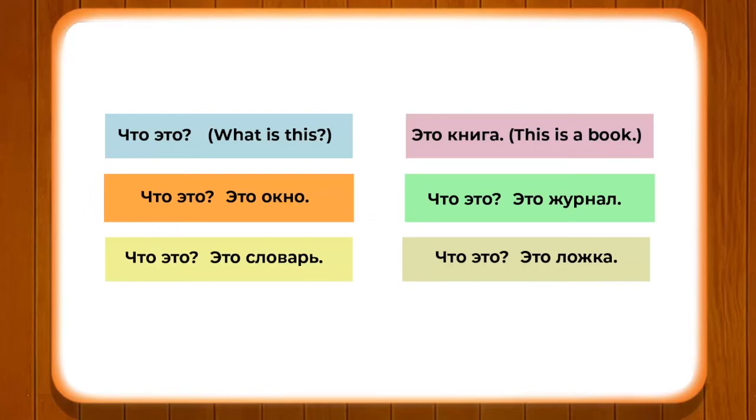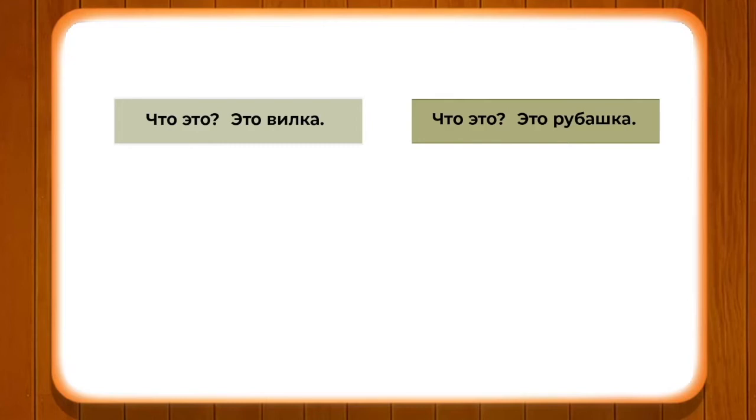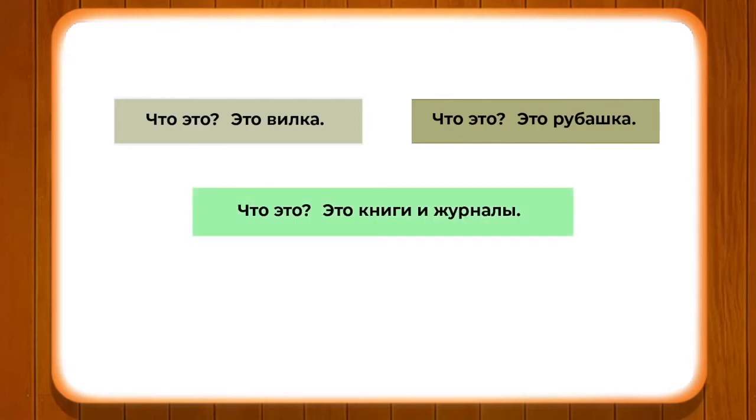Okay, now let's go ahead to the next part. Here we will make a few more questions with the help of что. Что это? Это вилка. Что это? Это рубашка. Что это? Это книги и журналы. So we are also learning new words, like in this case что это? Это вилка. This is a fork. Что это? Это рубашка. This is a shirt. And что это? Это книги и журналы.